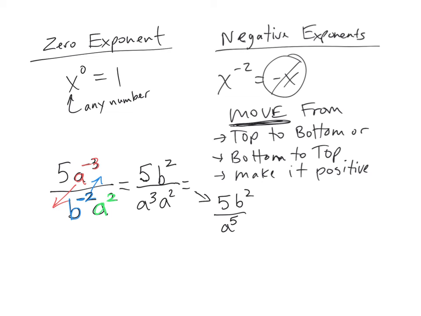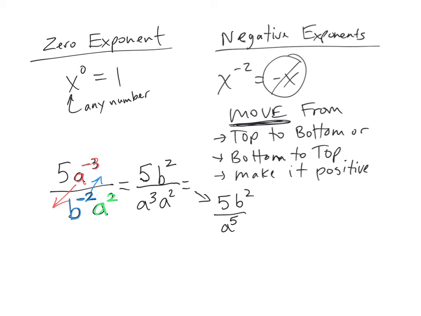All right, so rewind that and watch that again if you didn't understand it. So basically, let me just review though. The 5 stayed where it is because I can't do anything with it. The a to the -3 went down because it was on top. The b to the -2 went up because it was on the bottom. And when I was done moving my negative exponents to the other side and making them positive, I was left with another operation available because my a's are now both in the denominator, being multiplied together, therefore I add.